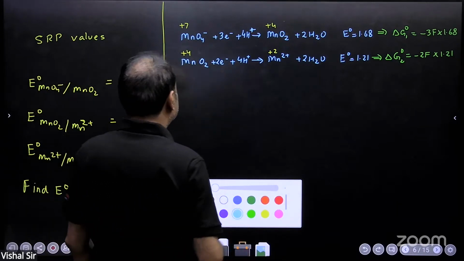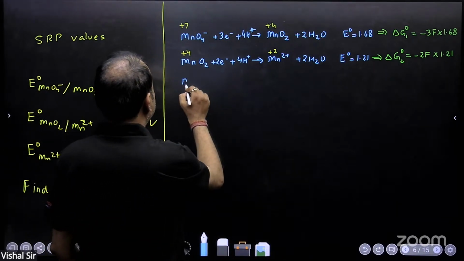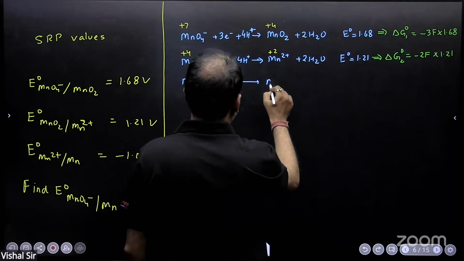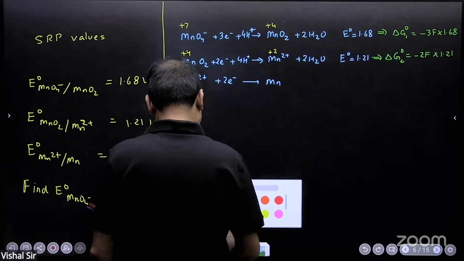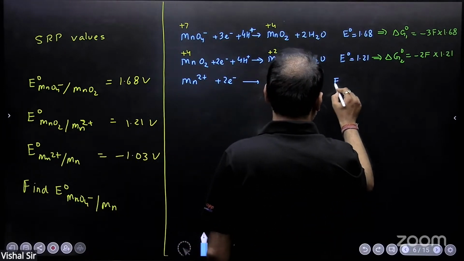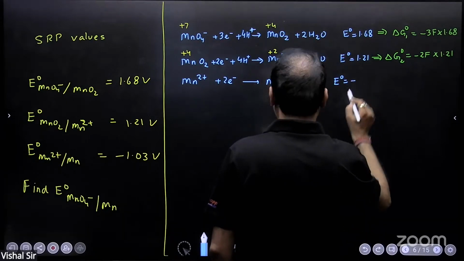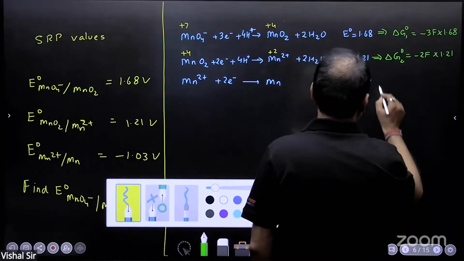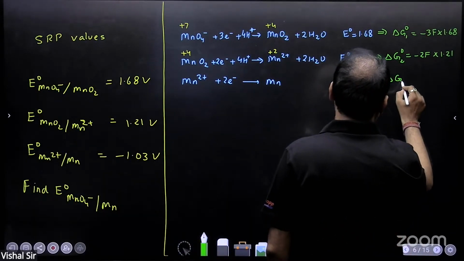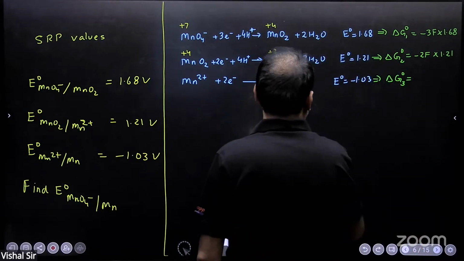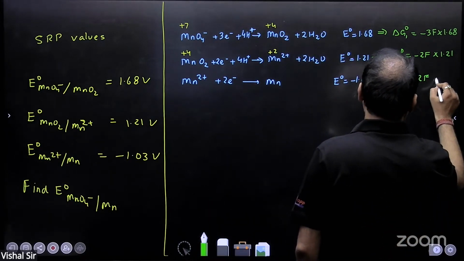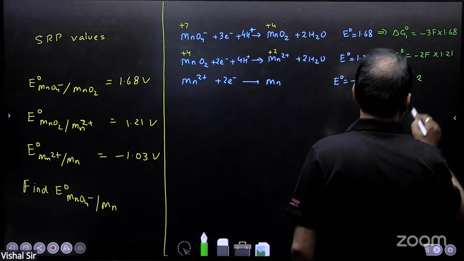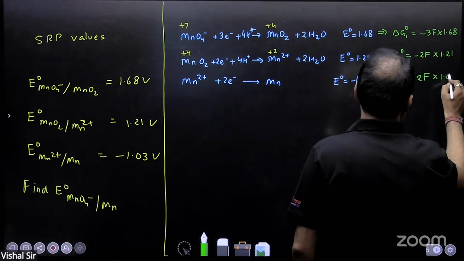And the third, Mn2 plus plus 2 electrons goes to Mn. This E naught value is given minus 1.03. So this delta G3 naught, n factor here 2. So 2F into 1.03.